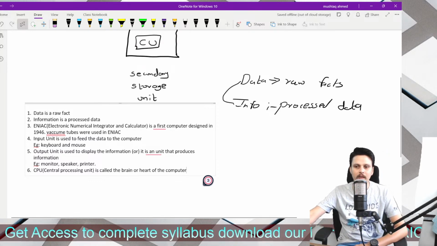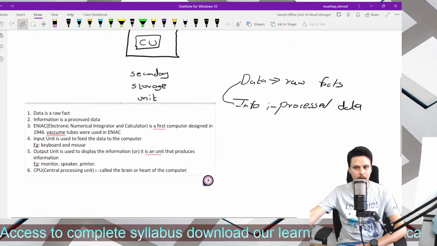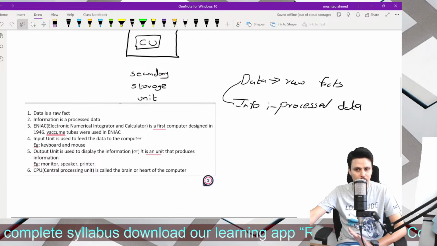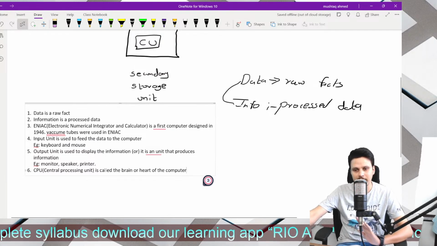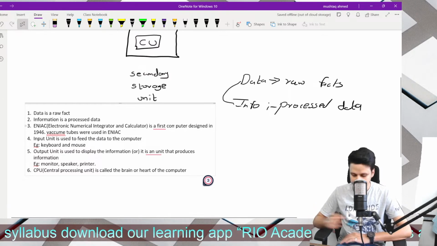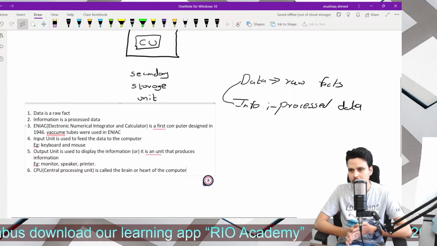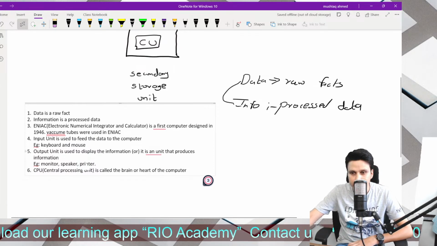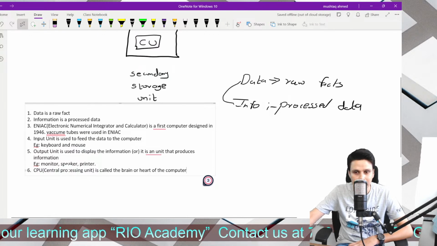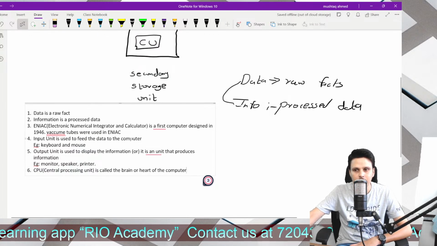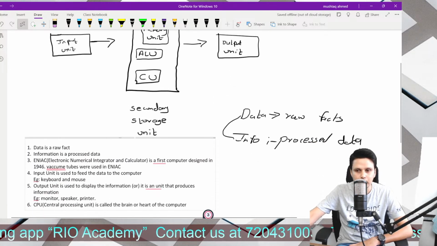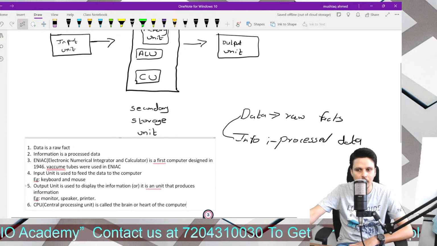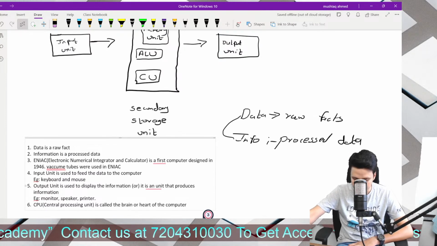You may get a question like which is called the brain of the computer. So the right answer is CPU. There is no other name for CPU. It is central processing unit. That's it. Central processing unit, or you can call it CPU or processor. Central processing unit or processor is called the brain or heart of the computer.